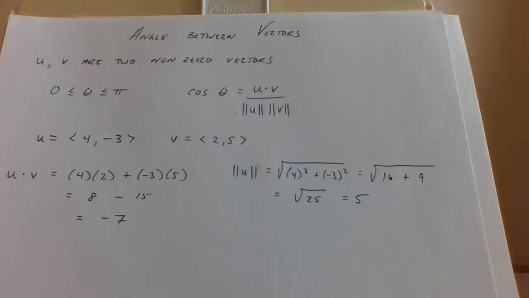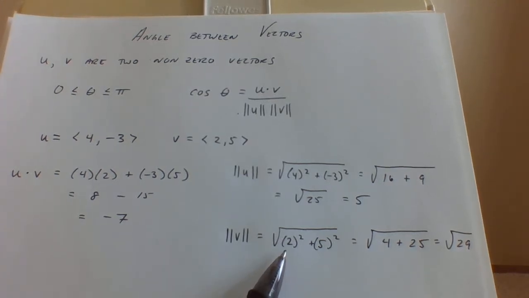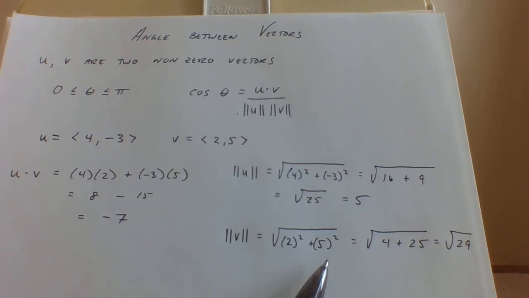Let's go ahead and do the same thing for v. Two squared is going to give us 4, 5 squared is going to give us 25, and we add those together, we're going to end up with radical 29. Now let's go take a look at finding our angle measure.